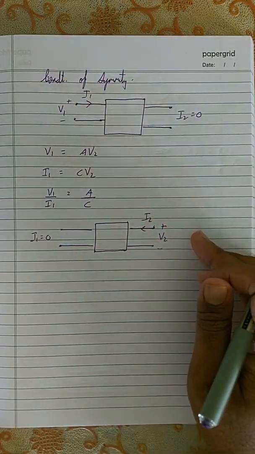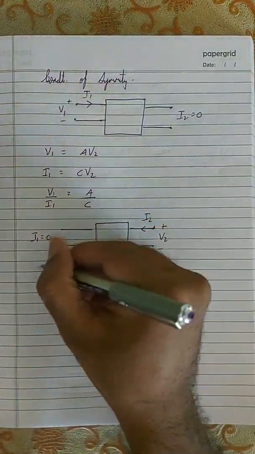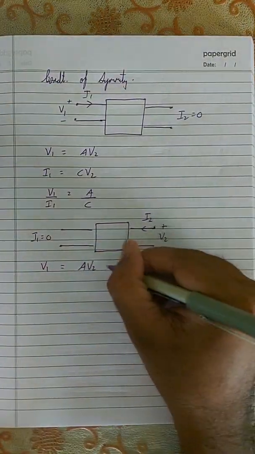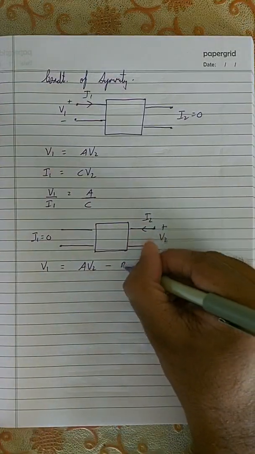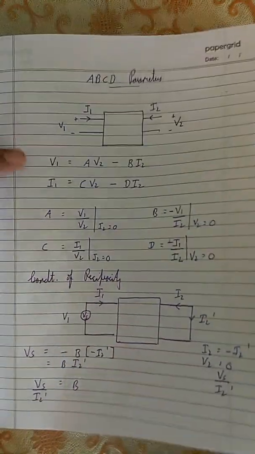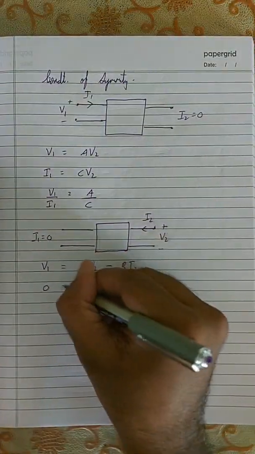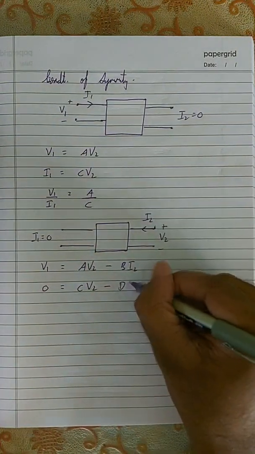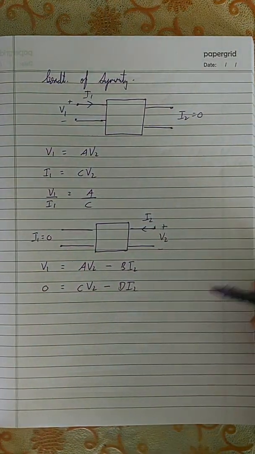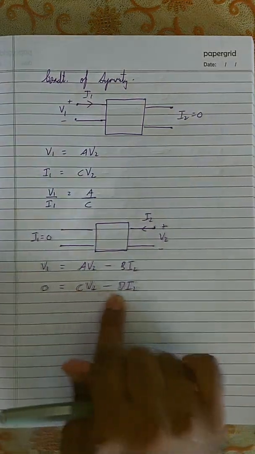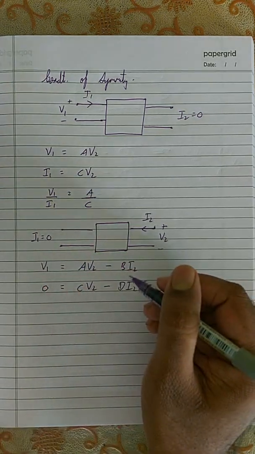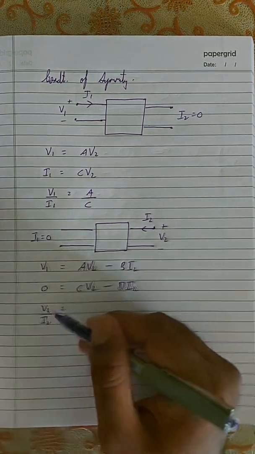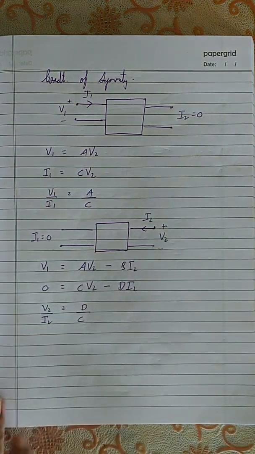In that case, substitute into the equations again. Here V1 is equal to AV2 minus BI2. There's nothing to substitute over here, right? What about the other equation? I1 is 0, so this becomes 0 is equal to CV2 minus DI2. What you want is the ratio V2 by I2, and this equation is more than enough for that. So V2 by I2 is equal to, the C will go down, D will be on top, so it becomes D by C. So V2 by I2 is equal to D by C.